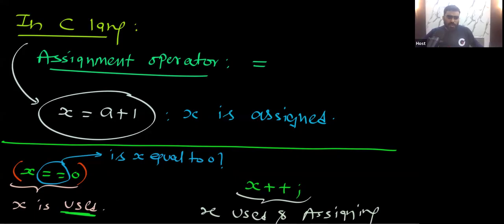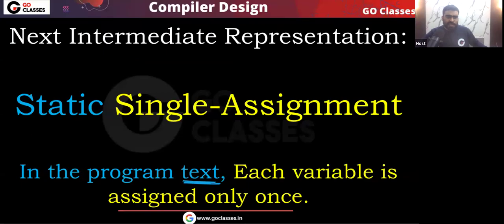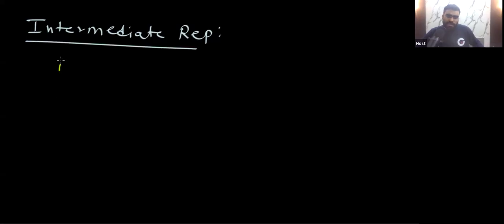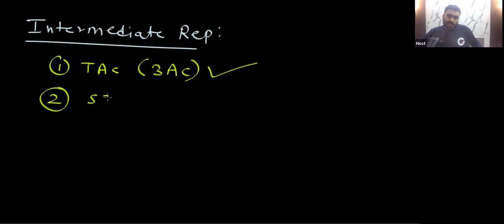I hope you understood. So let's see the definition of static single assignment form. Remember, this is an intermediate representation. We have already seen one intermediate representation. How many have we already seen? We have already seen three address code, right? Now another is SSA, static single assignment. This we need to study.